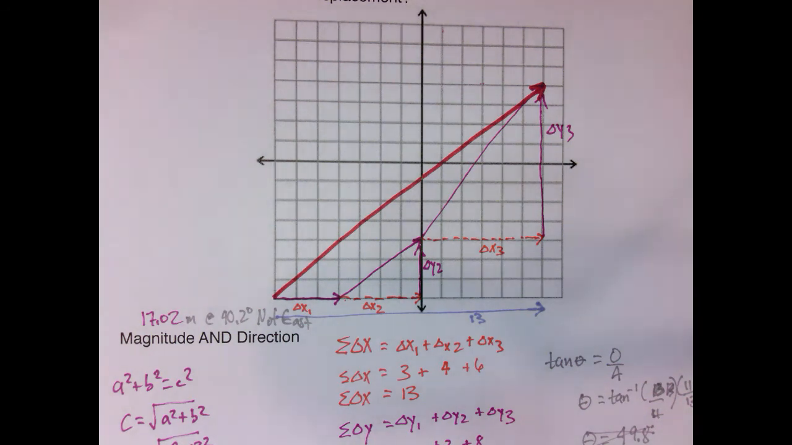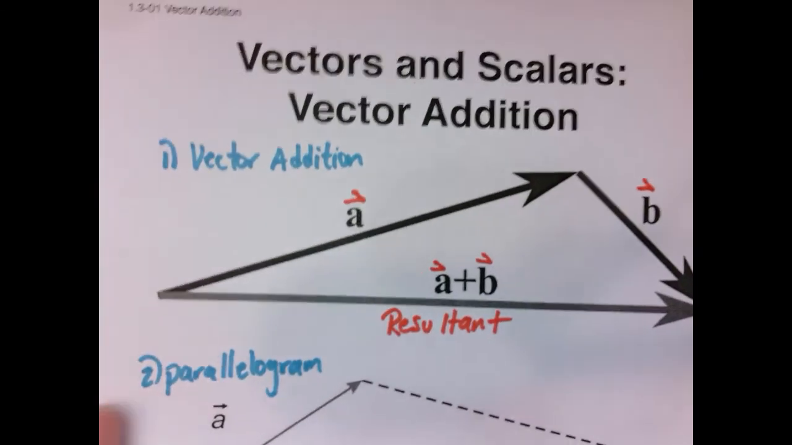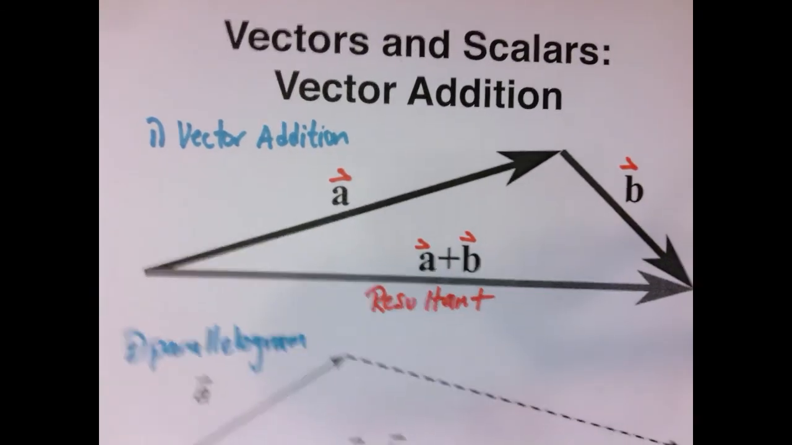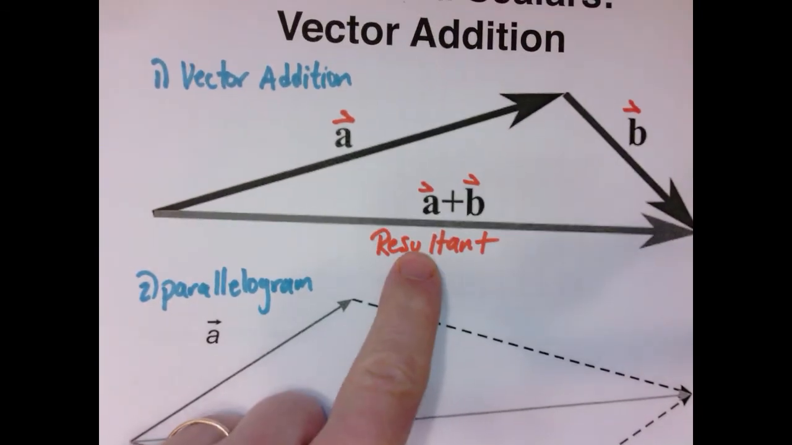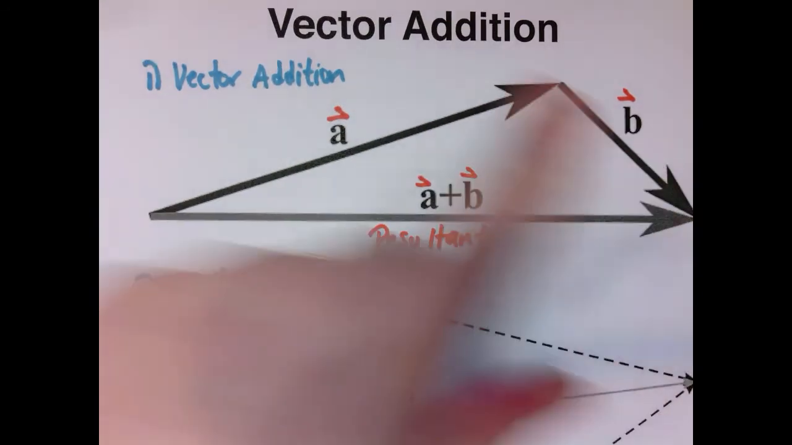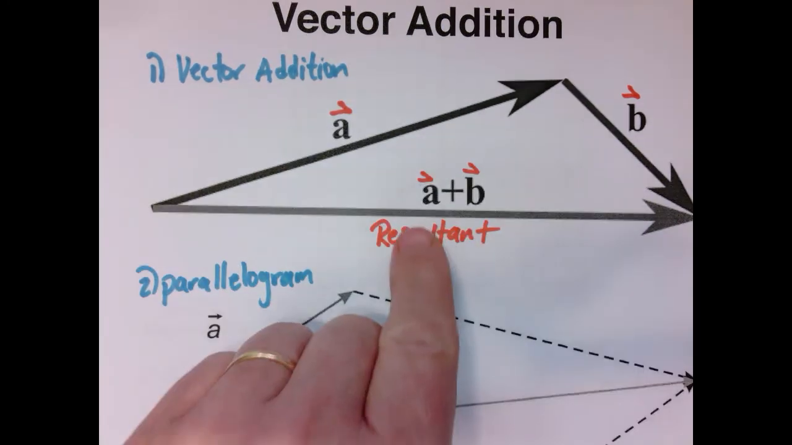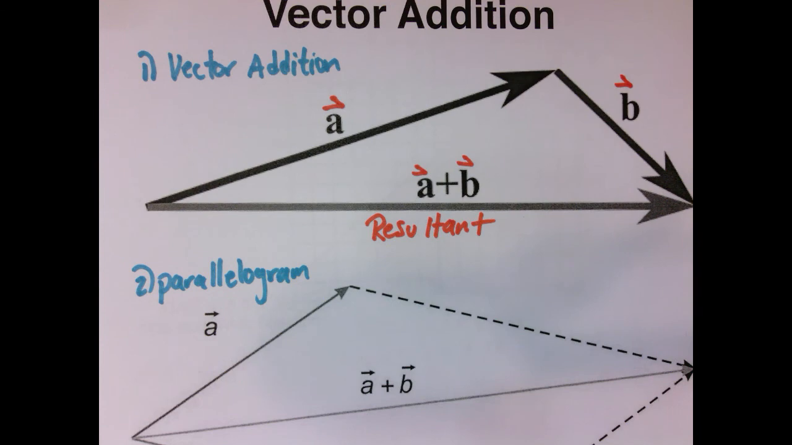So going back to the beginning, what did we cover? Two methods of vector addition, the one that you should use and the parallelogram method that I've shown you. The resultant is the sum of the vectors. We have constituent vectors here, A and B. It can be expressed as A plus B. Its name is the resultant. In different situations, the resultant means different things.